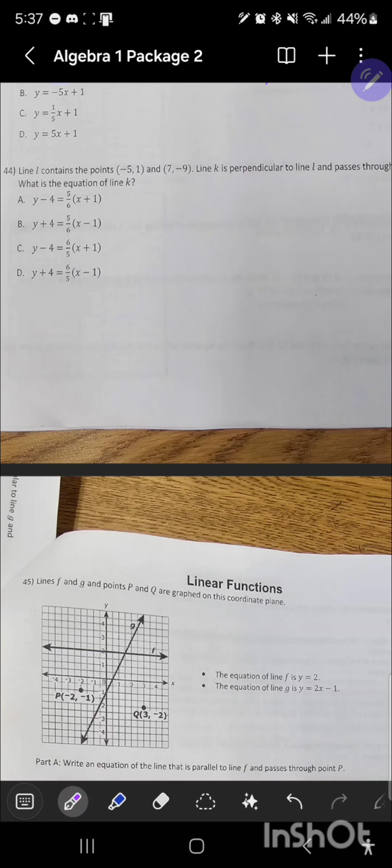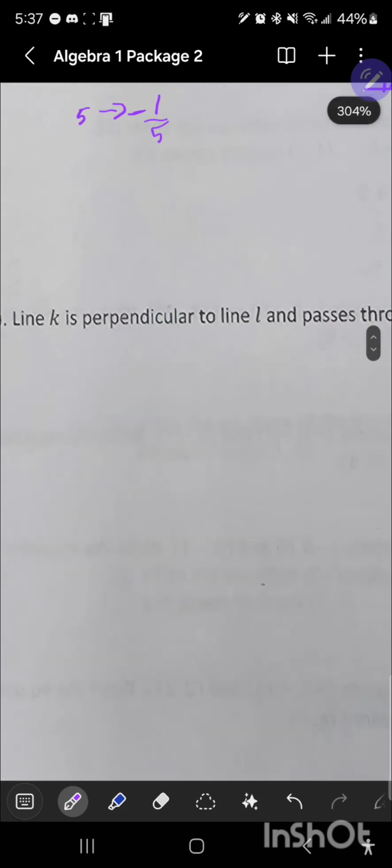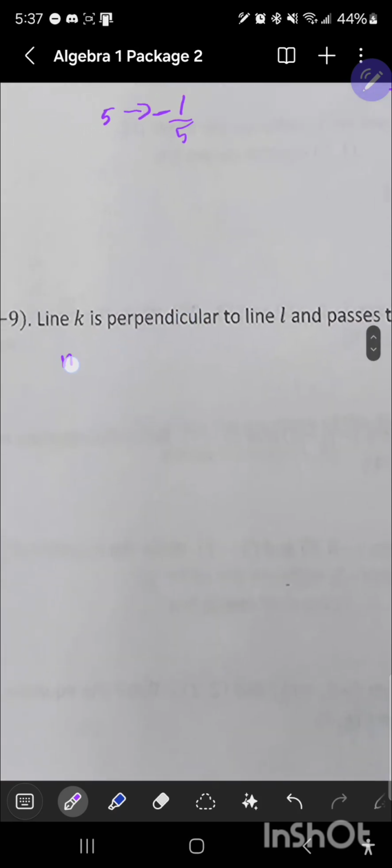Okay, first, to find line K, we need the slope. They are not giving us the slope directly, but they are giving us 2 points. And we know the slope formula: m equals y minus y1 over x minus x1. That's something that we already know. We have reviewed it since the beginning of the course. Something that you need to keep in your mind.